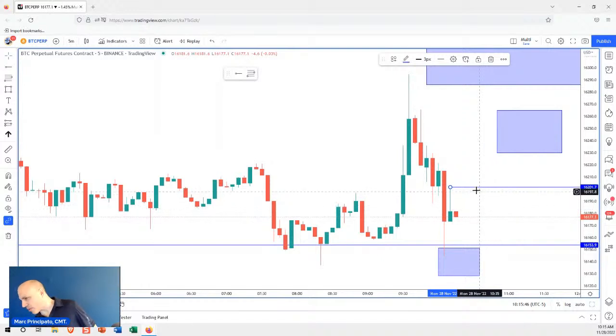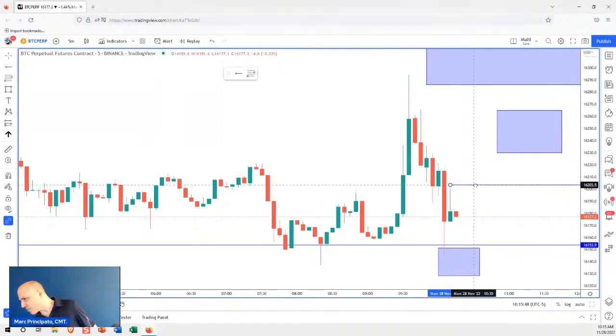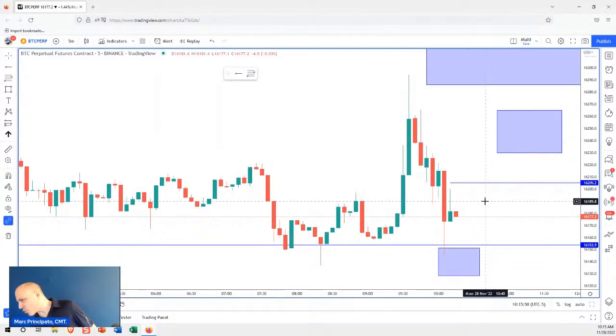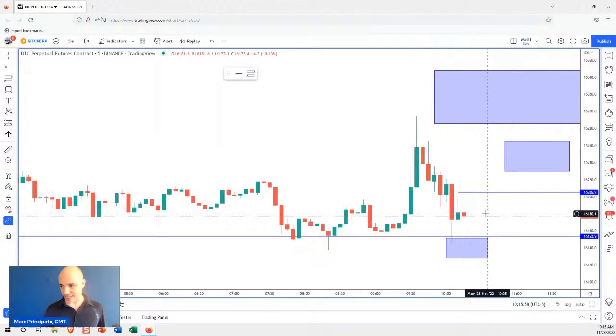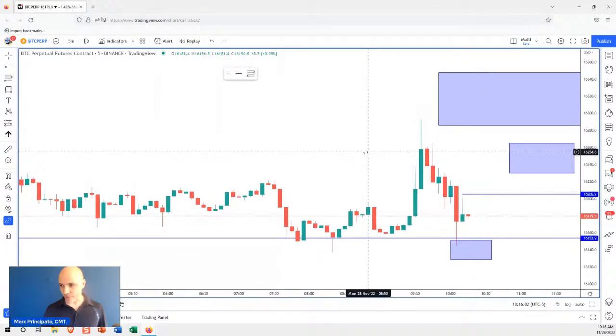Let's let the market work. Let the market work to tap you in. Let the market make the choice, not you. So there it is, 16,205. The market needs to go up there to get the day trade going long, and we'll be looking for 100 points with a 50-point stop.